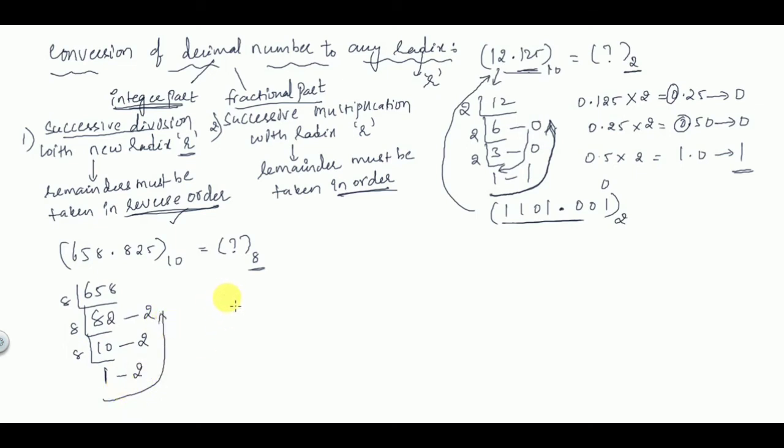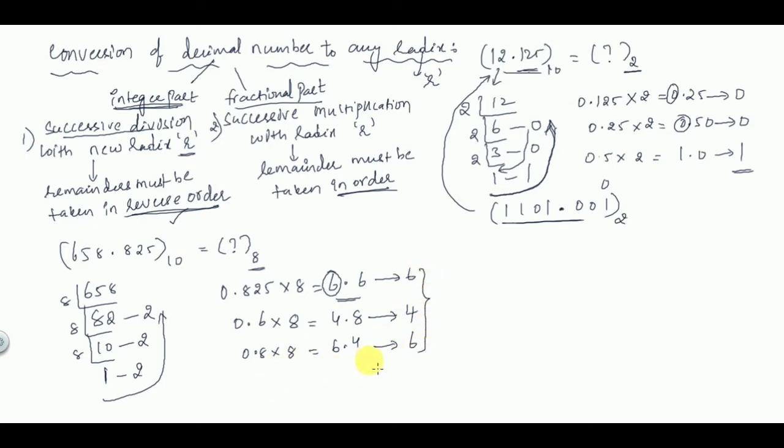Right? So we'll first find the fractional part as well. 0.825 multiplied by 8, you'll get 6.6. So this 6 is the resultant remainder you have to take here, and the remaining 0.6 you have to take into the next step and multiply with 8, so you'll get 4.8. So the resultant remainder is 4, and 0.8 multiplied by 8 again, you'll get 6.4. So again 6, and 0.4. I'll stop here, you can continue also, no problem, right?